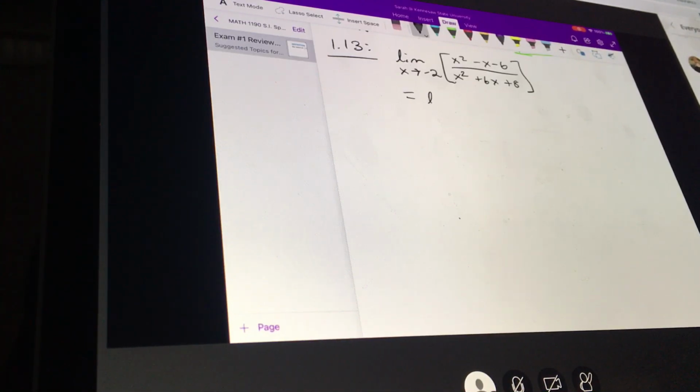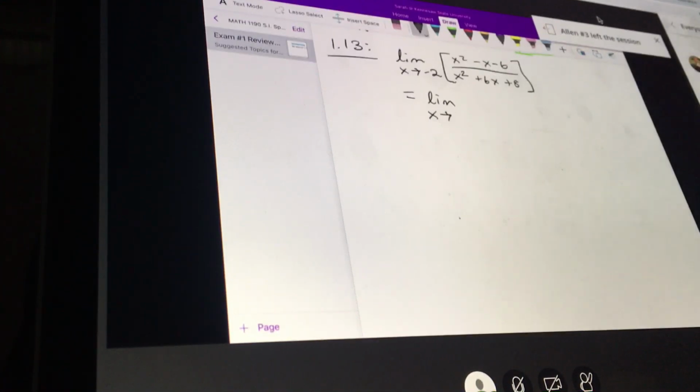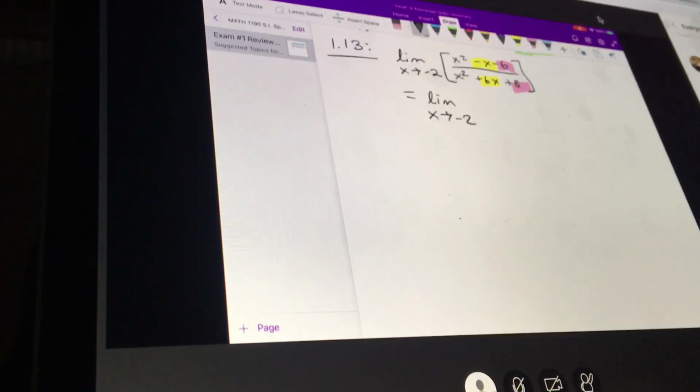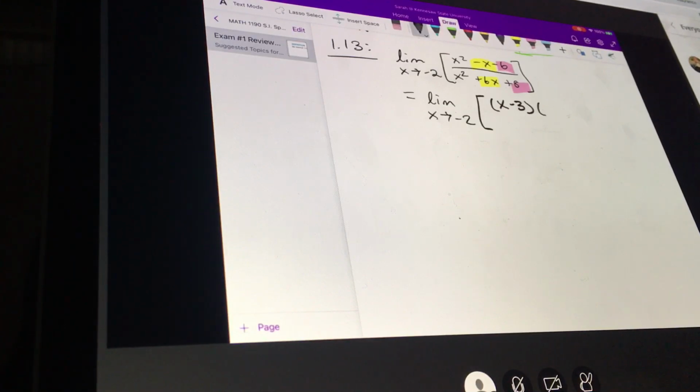So I know different people factor different ways. The way I do it is I try to split up the middle part into two different parts that can add together to equal that middle value, but then multiply together to equal the final value right here. So for here on this top, I see that -3 plus 2 equals -1. -3 times 2 equals -6. So I know my top will factor into x minus 3 times x plus 2.